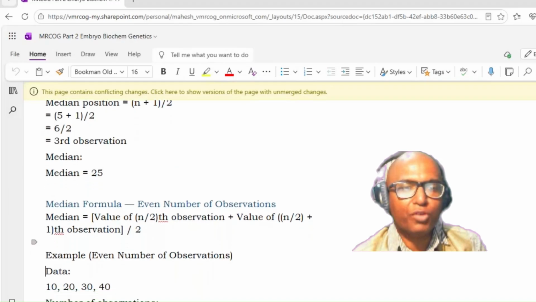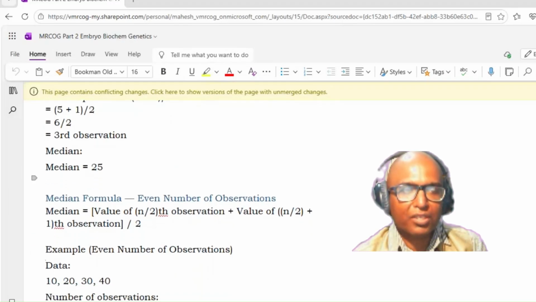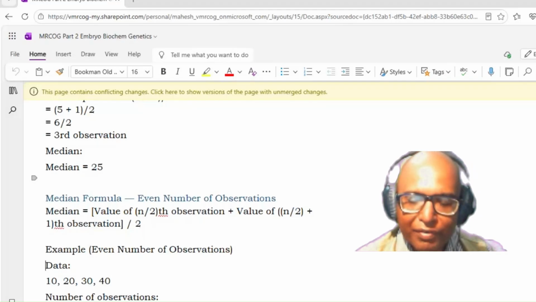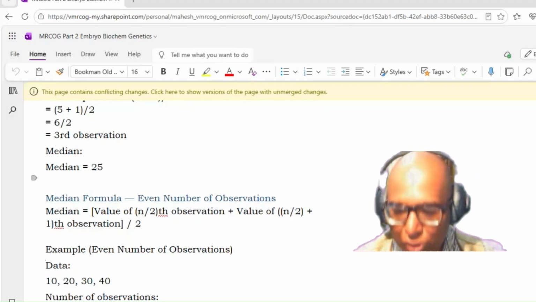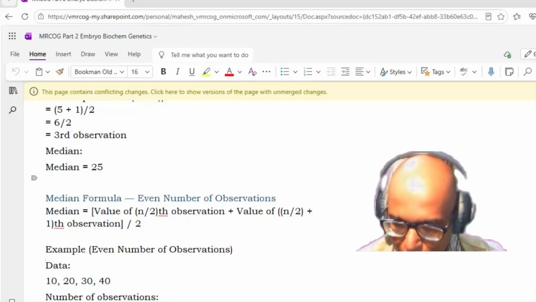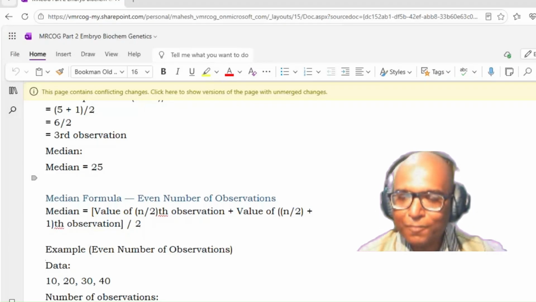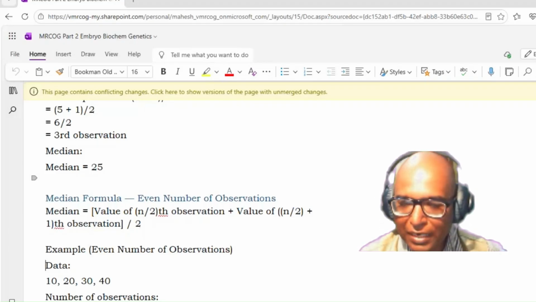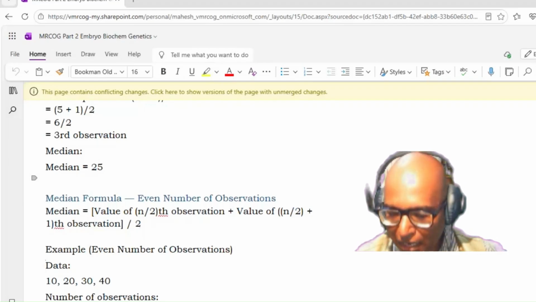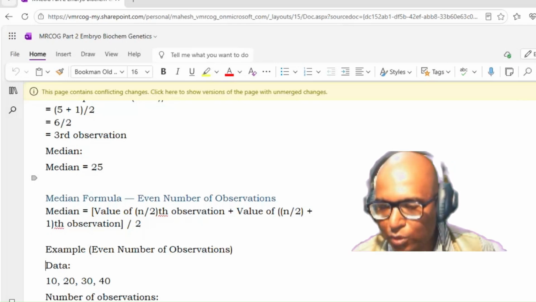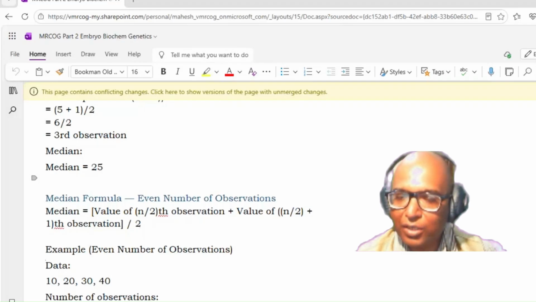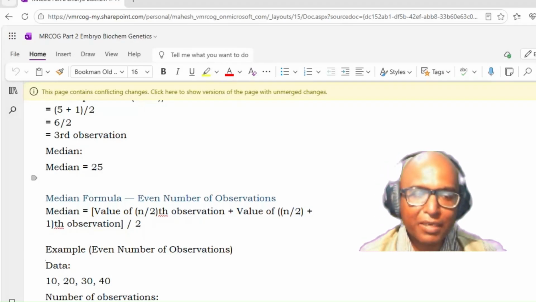Now suppose you have an even number of observations, then what formula are we going to use? You will take the middle two values and take the average of them. Suppose you have 10 observations, then what we do is n by 2, 10 divided by 2, that is 5. And then you take the next observation, that is the n by 2 plus 1th observation, that is the 5th and 6th values. You take the average of those, and that will become your median.